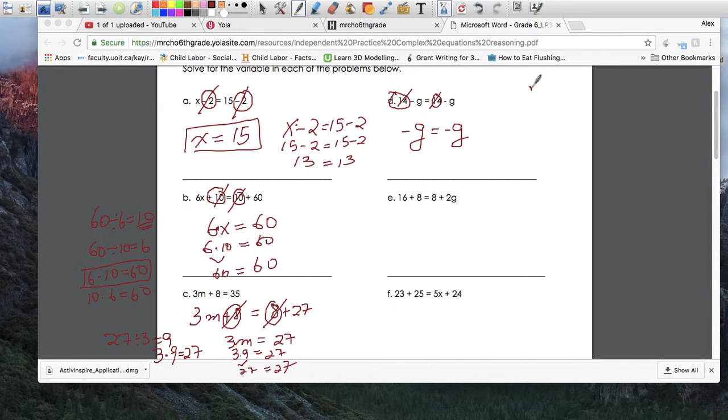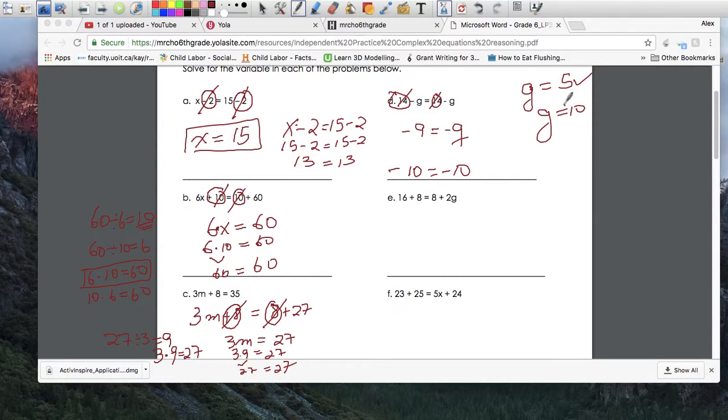Let's pretend, let's pick G equals 5. G equals 5, I'm going to substitute. I'm going to get minus 5 over here, and minus 5 over here. So G equals 5 works. Let's pick G equals 10. If G equals 10, let me just erase this. I'll get minus 10 equals minus 10.